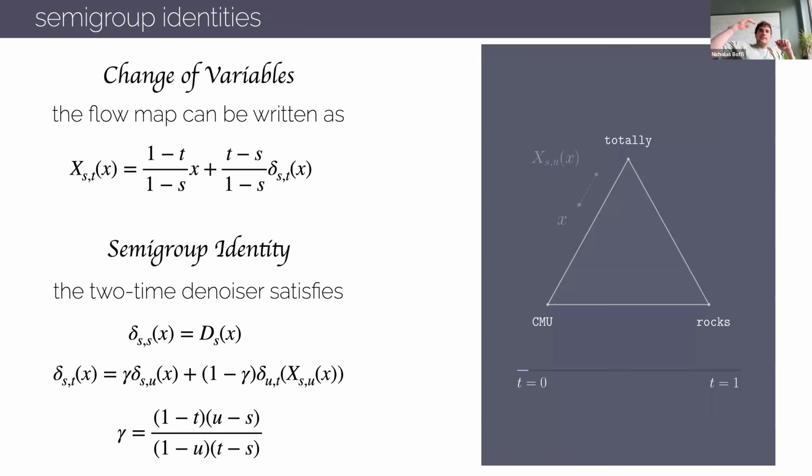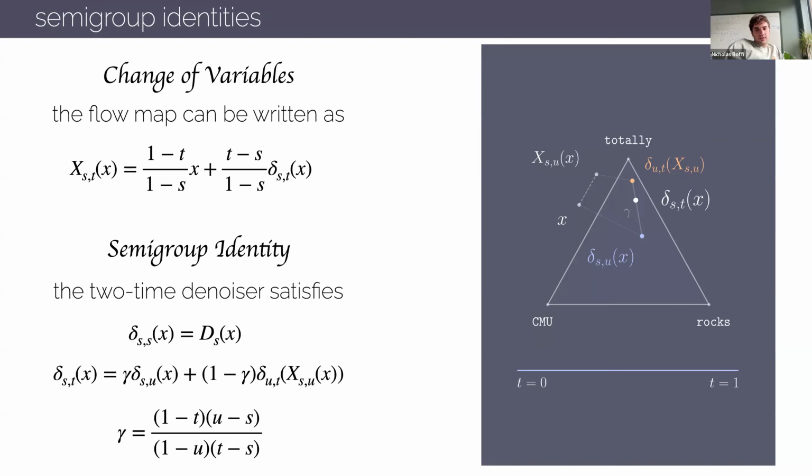Okay, how do we visualize this? Well, I have a point x. I can take the flow map at that point x. That point x has a two-time denoiser in the interior of the simplex. That flow map xsu has a two-time denoiser. And in fact, my delta st for any s and t can always be written as a convex combination of these other two-time denoisers.